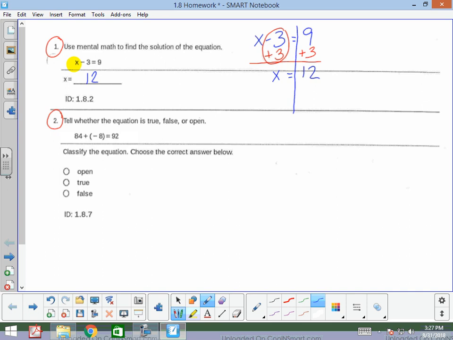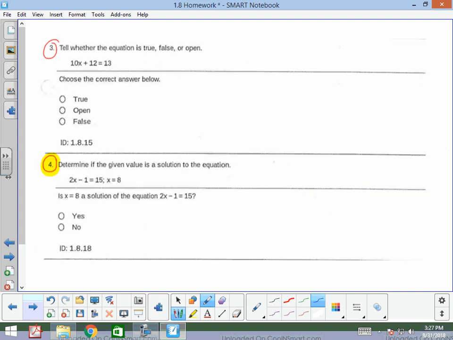Number 2, we need to figure out what 84 plus negative 8 is. So that's different signs, so we're going to subtract. So that is 76. 76 does not equal this 92 on the right-hand side, so this is a false equation. Okay. Number 3 says tell whether the equation is true, false, or open. If it has an x in the equation, then that means it is open.